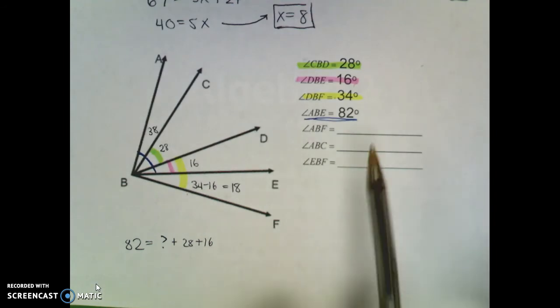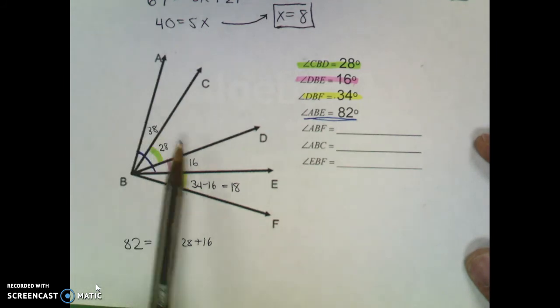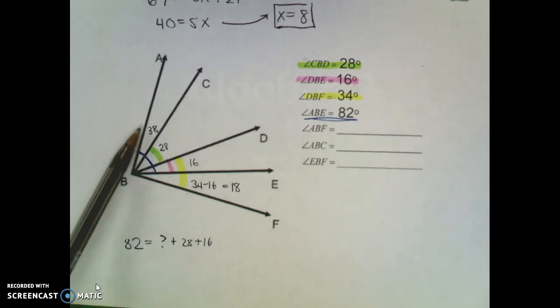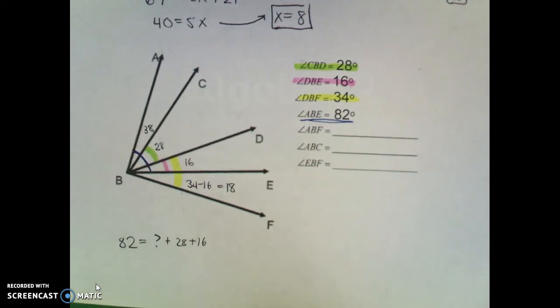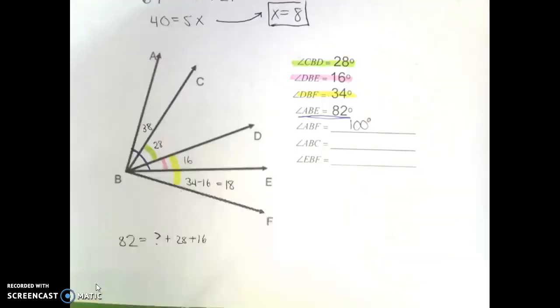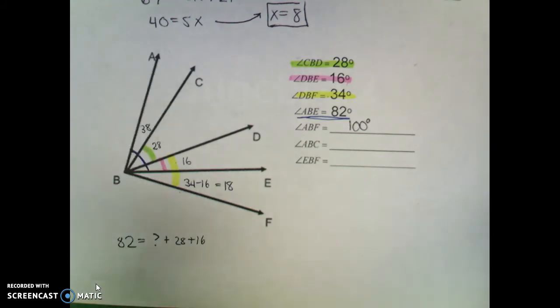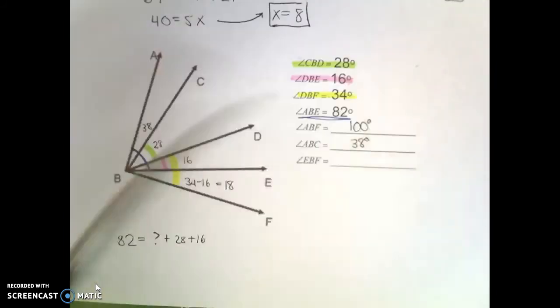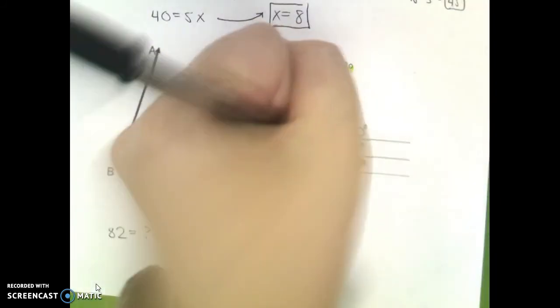Now answering these questions will take 2 seconds. ABF is just adding up all four of these individual angles. So 38 plus 28 plus 16 plus 18. And so when I do that and add them all up, I get a nice even 100 degrees for that. ABC, well, that's this little sliver up here, A to B to C. That's going to end up being 38 degrees. And lastly, EBF was what we found in the beginning. That ends up being 18 degrees here.